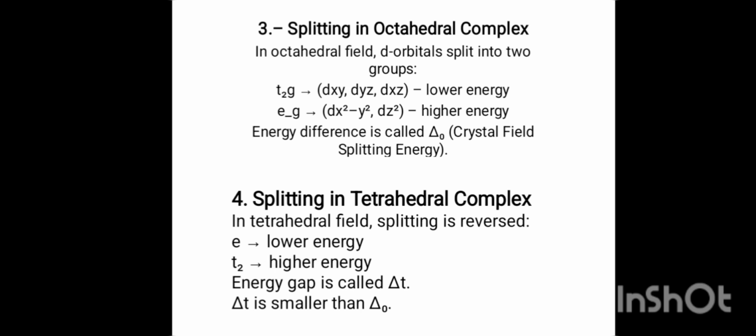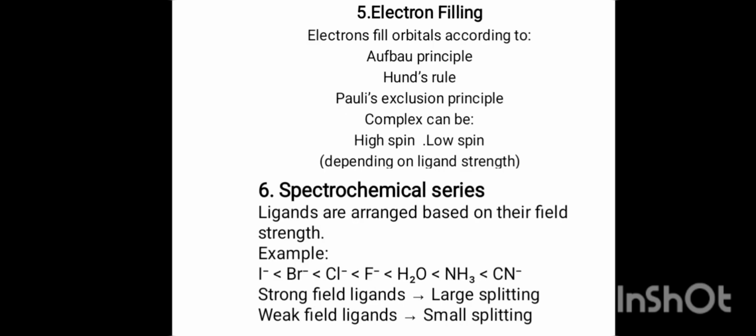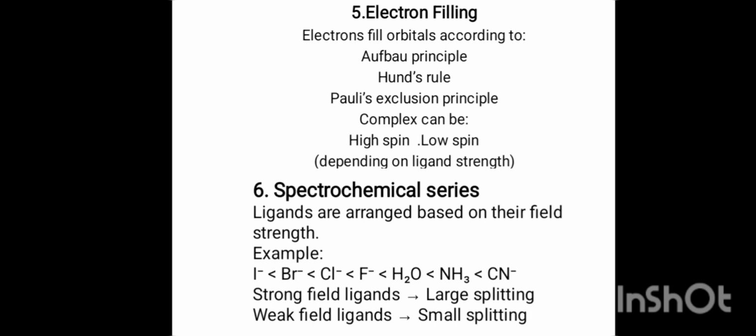Splitting in tetrahedral complexes: in a tetrahedral field, the splitting is reversed compared to octahedral. e has lower energy and t2 has higher energy. The energy gap is called delta T. Delta T is smaller than delta O. Electrons fill orbitals according to the Aufbau principle, Hund's rule, and the Pauli exclusion principle. A complex can be high spin or low spin depending on ligand strength. In the spectrochemical series, ligands are arranged based on field strength. Strong field ligands have a large splitting. Weak field ligands have a small splitting.